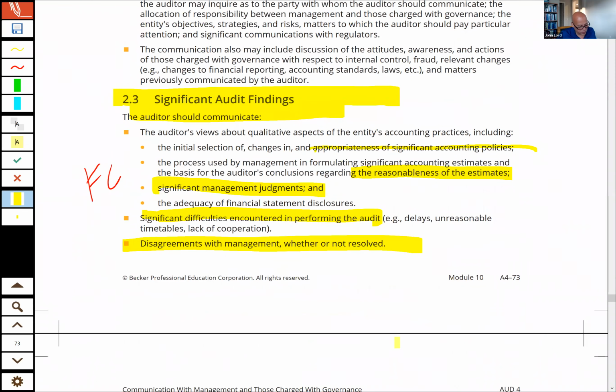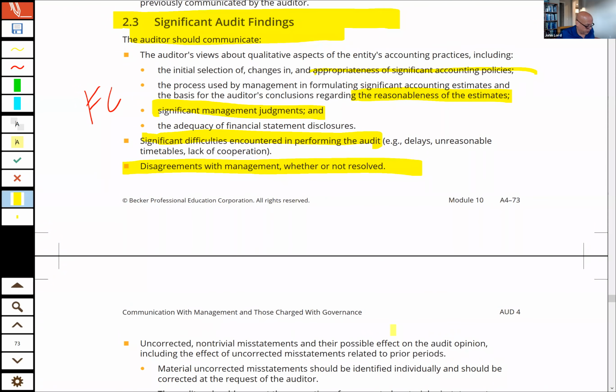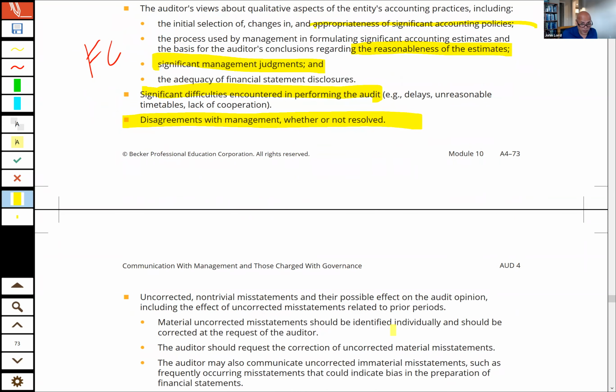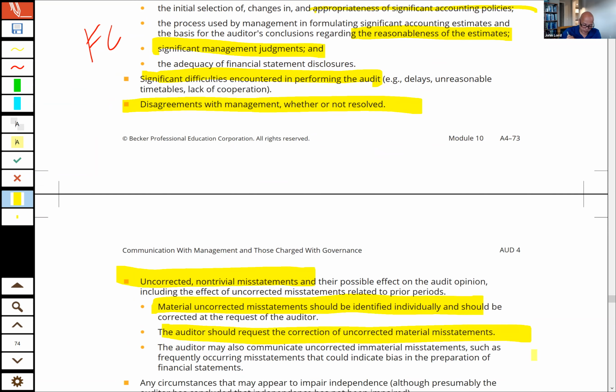Again, you've got a management that's being unreasonable with you. You may get the opinion out, everything looks great. Meanwhile, the hell and fire you had to go through, that needs to be talked about with those charged with governance and the board of directors, the audit committee. Uncorrected, non-trivial misstatements. Okay, if there are material uncorrected misstatements, what were they? And the auditor should ask for the correction of uncorrected misstatements.